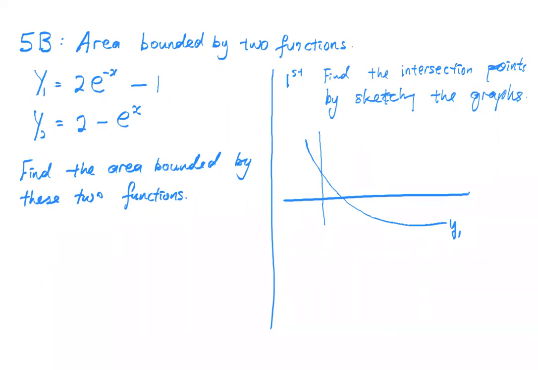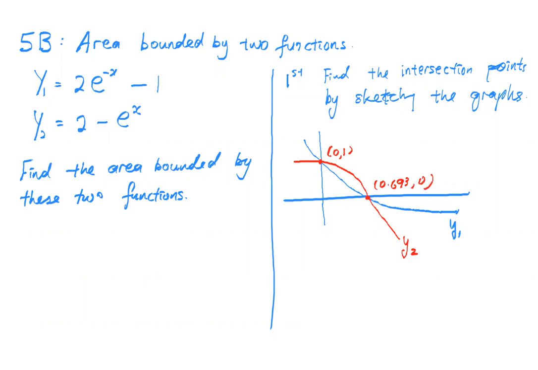Okay, let me redraw. This is your Y1 and your Y2 goes some sort like this. This is your Y2. Am I right? And this intersection point is (0, 1), is it? And this intersection point is (0.693, 0). Am I right?